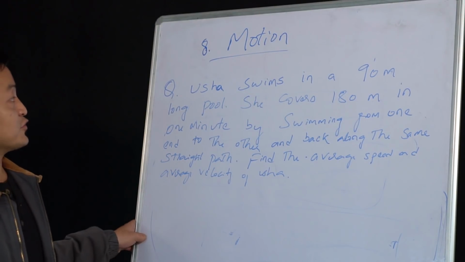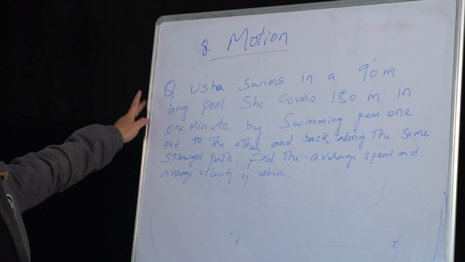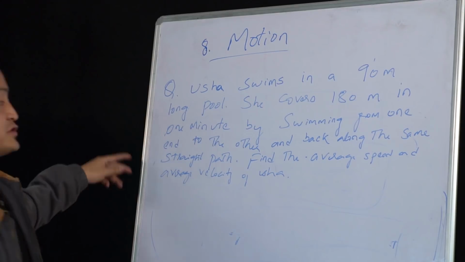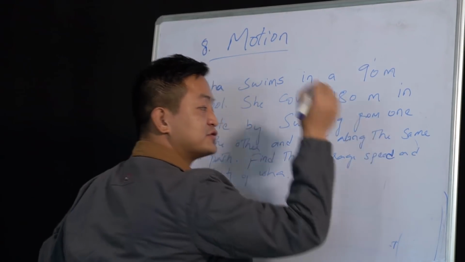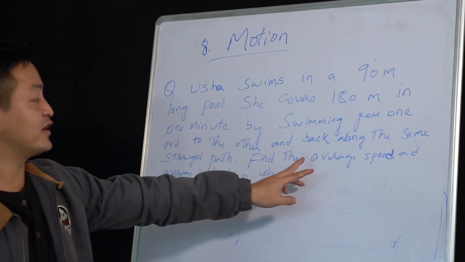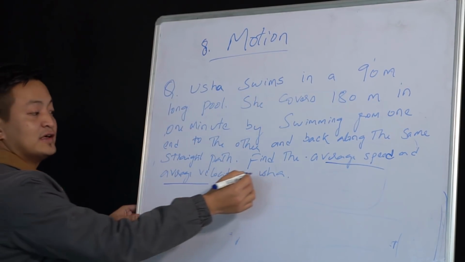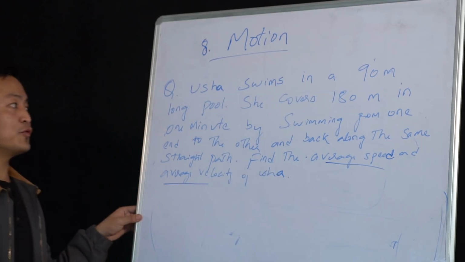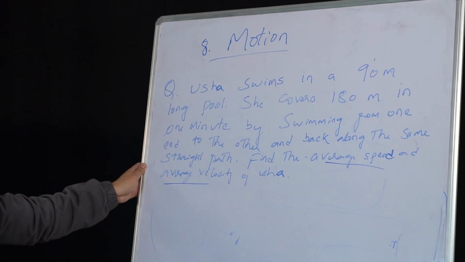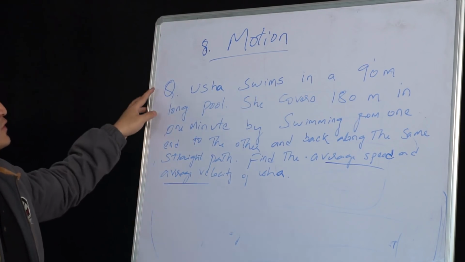Okay, dear students, this will be our second numerical problem, and this question is interesting because here we have to find both the average speed as well as the average velocity. Whenever you get a numerical question or any type of MCQ question, you have to read the question carefully. Clear? So let's read the question here.